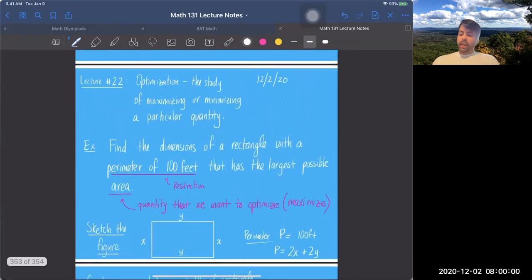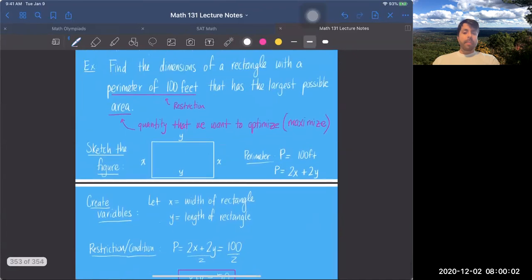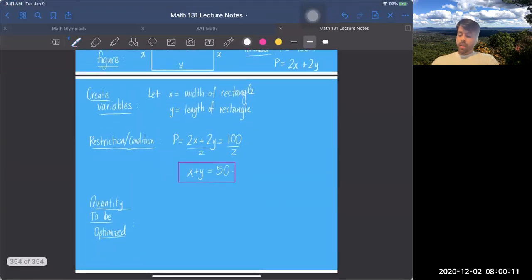Well, we identified that in the beginning. I want to optimize or maximize area, but the area of what? I want to maximize the area of a rectangle, right? Yeah, Fujing's already ahead of the game. Yes, that's right, Fujing. So the area of a rectangle is the length times the width, x times y.